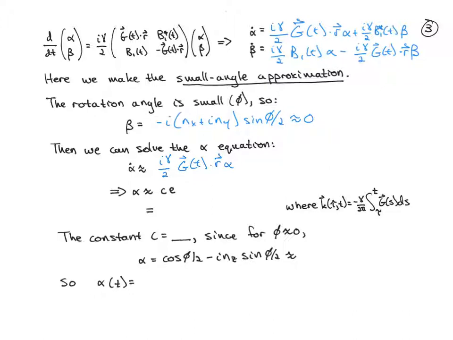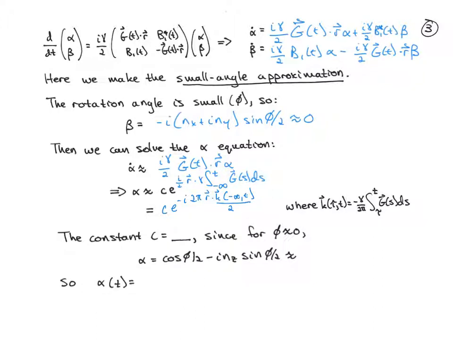So alpha is some yet unknown constant times e to the i over 2 r vec dot gamma integral from minus infinity to t of g vec of s ds, where s is the integrand here. And this then is equal to c times e to the minus i 2 pi r vec dot k vec of t, that is the excitation k-space from minus infinity up to t.